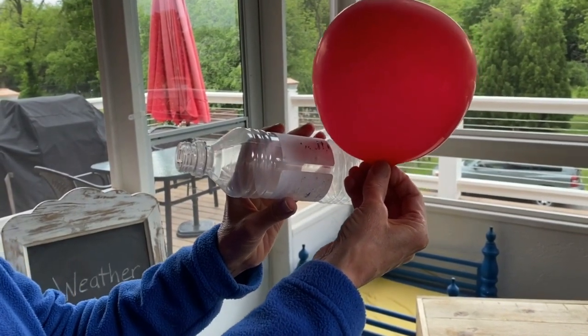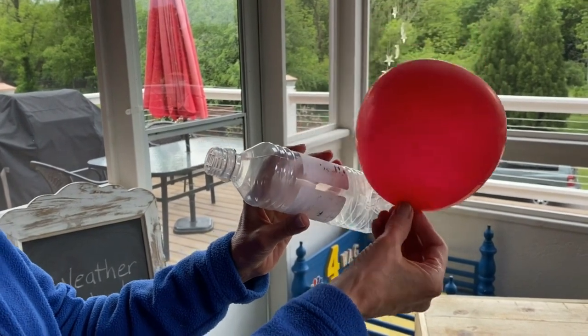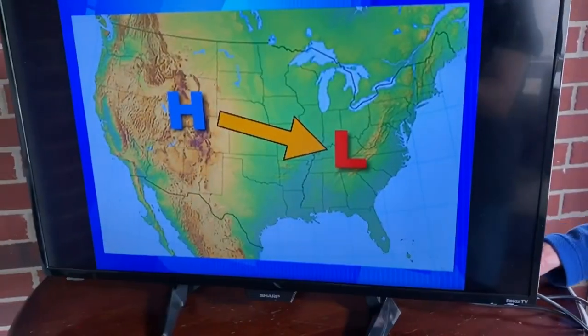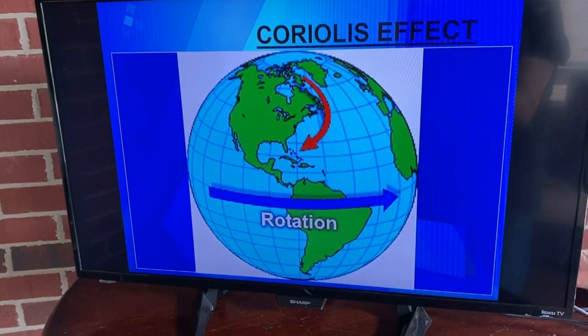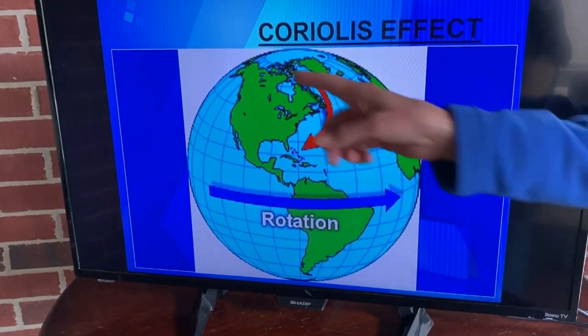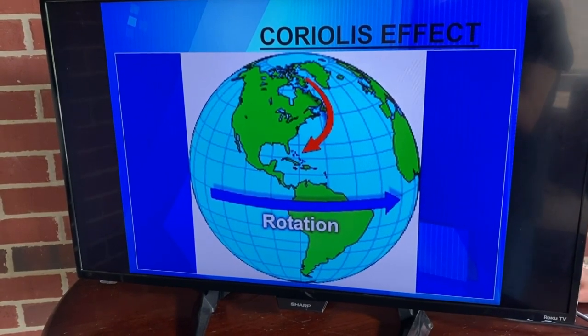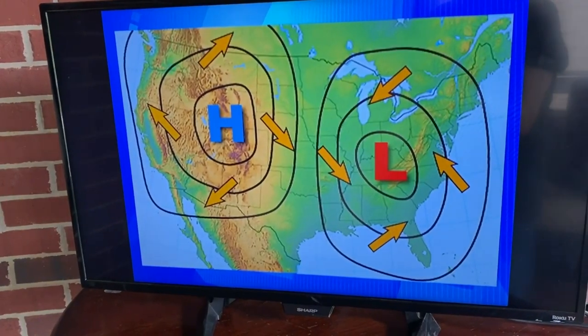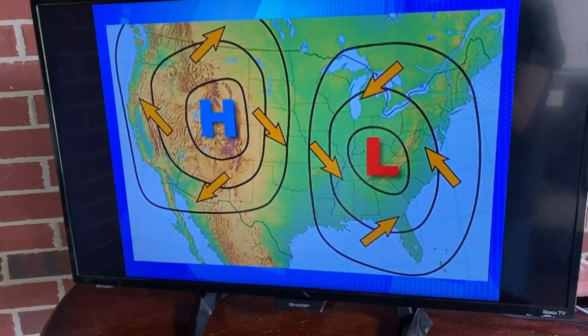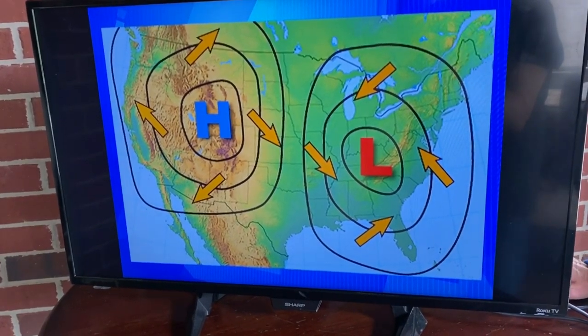From this easy experiment, we learn that in the atmosphere, air moves from areas of high pressure towards areas of low pressure. But it's a little different than you would think, because you also have to put in the equation that the Earth spins around, and that gives us a little bit of a curve. Winds don't travel directly from high pressure to low pressure. Since the Earth is always spinning, winds will travel in a curved path, like you see here. This is called the Coriolis effect, and it causes air to move counterclockwise around low pressure and clockwise around high pressure. That's in the Northern Hemisphere.